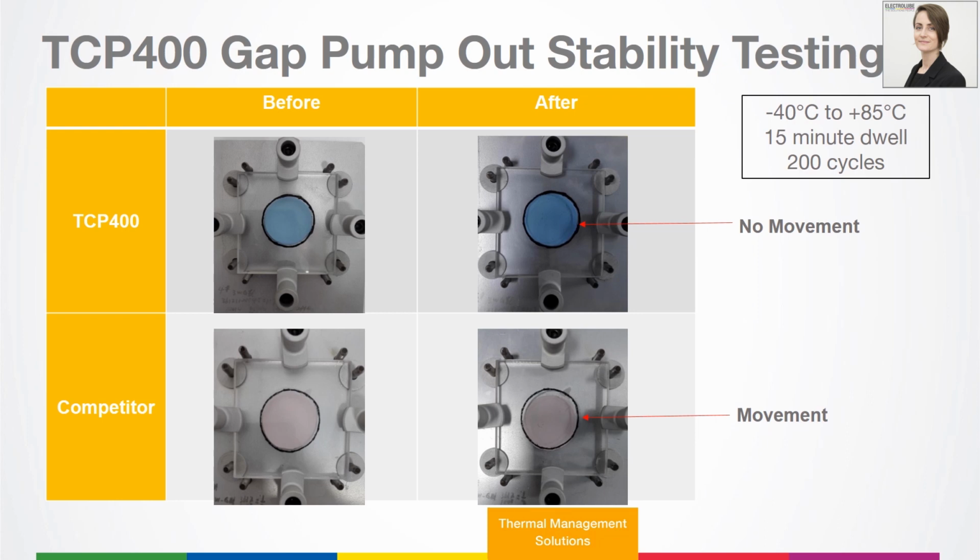However, with a competitor product that we have trialled, you can see that the material has shifted down towards the bottom left of that circle, and there are gaps around the upper right-hand side of the circle. This is only 200 cycles, so the more that you do, the more effect you're going to have over time, and we expect that material to move some more.